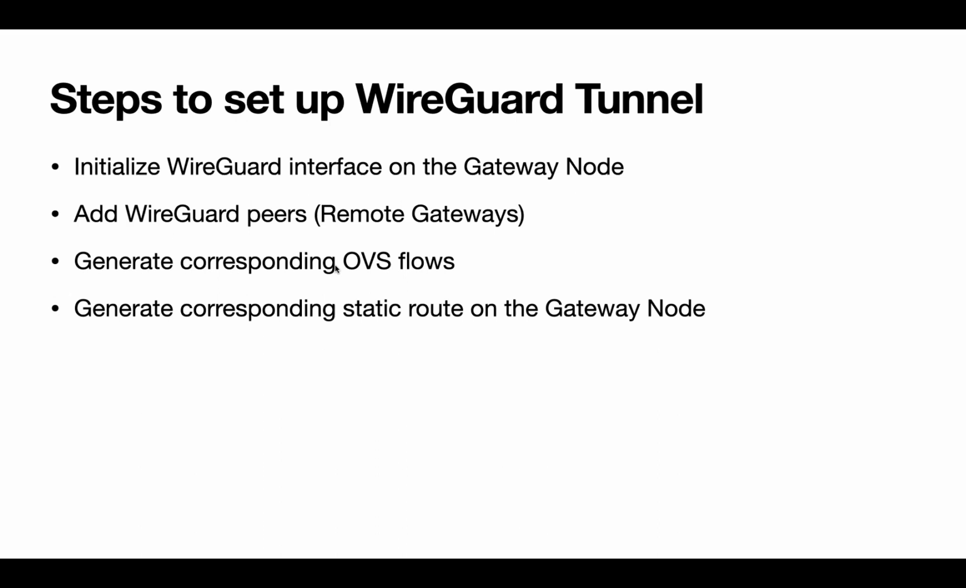After all, we have mentioned before, WireGuard is a layer 3 interface. So if we want to use WireGuard to communicate with other clusters, we need the help of the host network. So the last step is to generate the static route on the gateway node. There are some steps such as clean and update, but these are not the key steps, so I didn't mention them here.